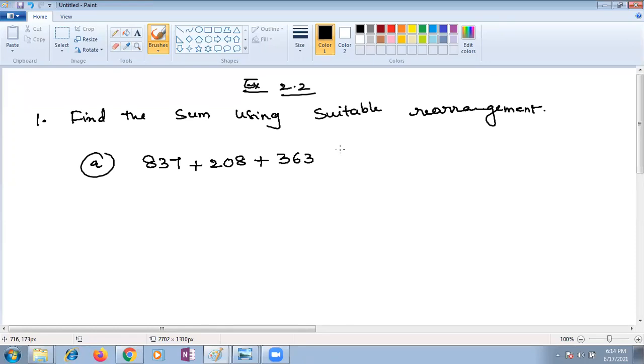Wait, we will go one student at a time. First, start with Harsha. Come on, Harsha. Which numbers can we rearrange here? You should give the reason also.